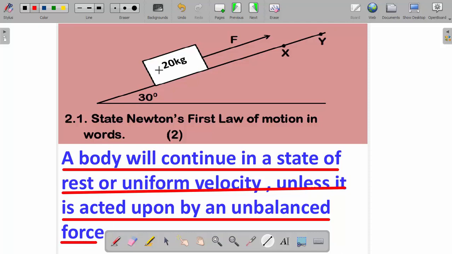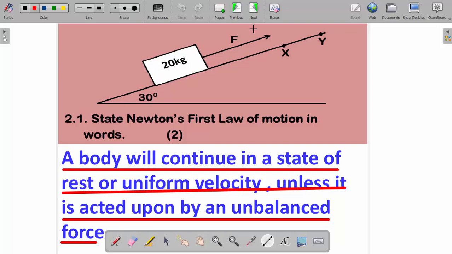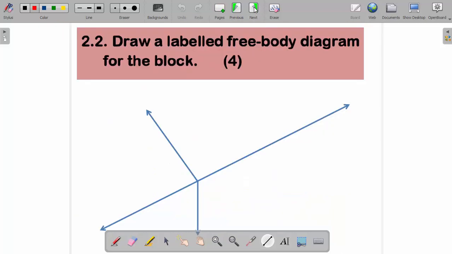So this is our body here, a 20 kilogram block on an inclined surface which has got friction and is at 30 degrees to the horizontal. Don't forget the frictional force is 18 newtons. The velocity is 2 meters per second, that is constant velocity. Next, what are we supposed to do? They said draw a labeled free body diagram for the block.